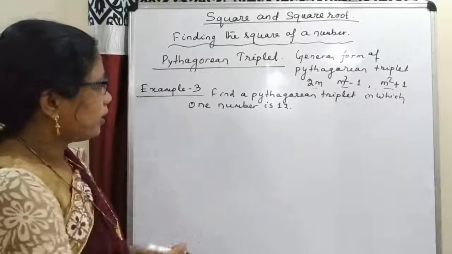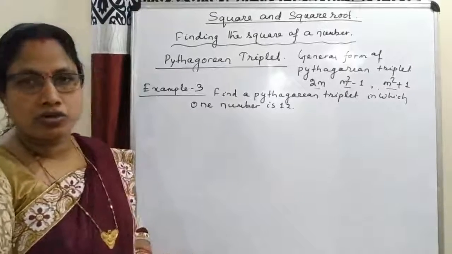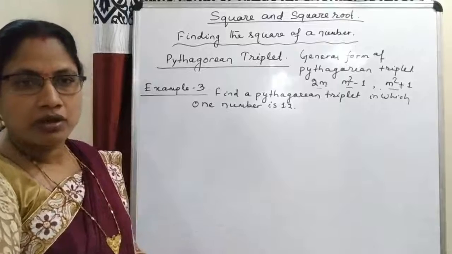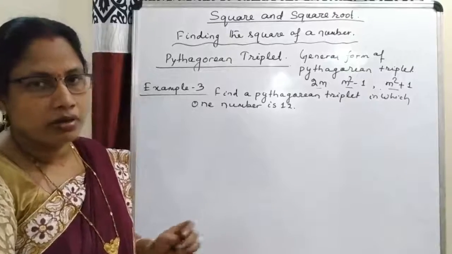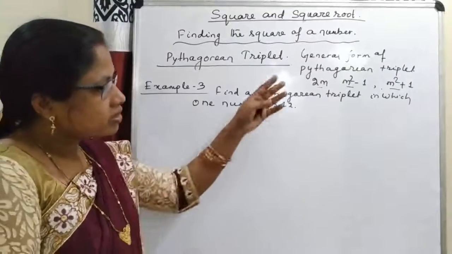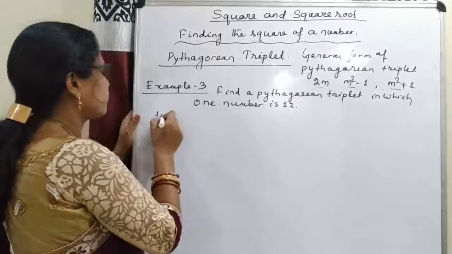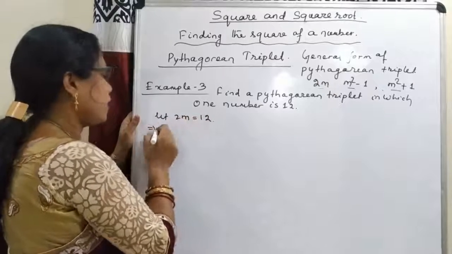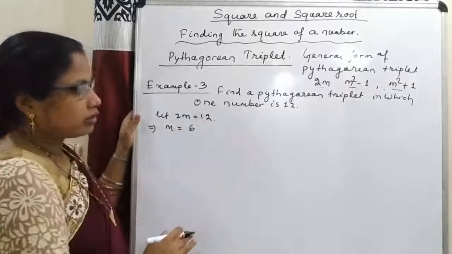So example 3: find a Pythagorean triplet in which one number is 12. Here we don't know whether 12 is the smallest number among the Pythagorean triplet or the largest number among the Pythagorean triplet. So let us try for all. Let first 2m be equal to 12. This implies m is equal to 6. So we can find the 3 numbers.